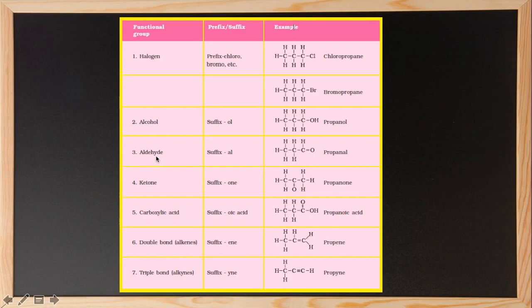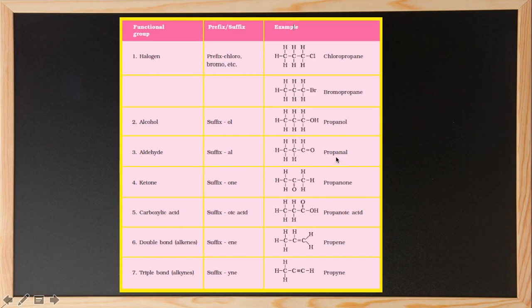Now, what if it's an aldehyde? So the suffix is also used after the phrase, and that is AL. So you have to be careful with both of them. It is OL and this is AL. The pronunciation is a little bit similar, but you have to differentiate. So for an aldehyde, the suffix is AL.